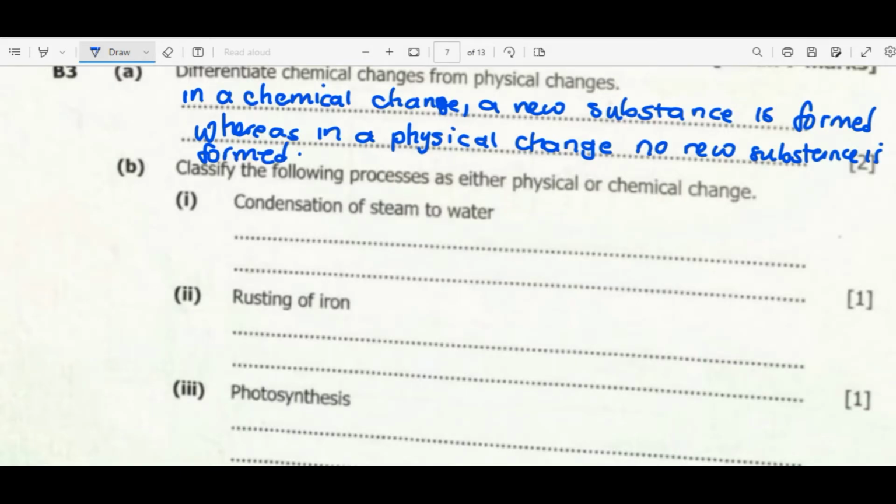Right, we move on to question B. Classify the following processes as either physical or chemical change. So the first one, condensation of steam to water. Here, steam is still water, but in a gaseous state. So here, there is no new substance. We are just looking at the change of state from one state into another state. So this is a physical change.